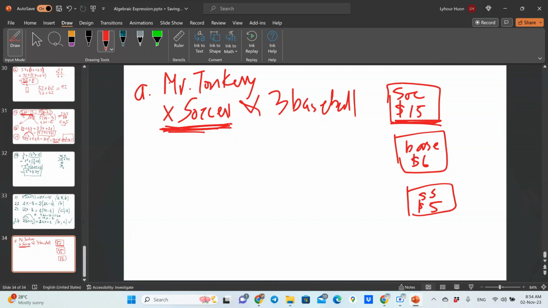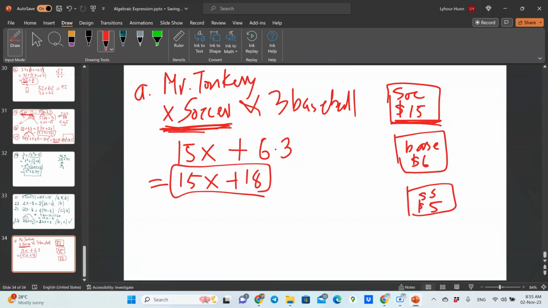$15 times x plus $6 times three baseballs. 6 times 3, okay, correct. So just omit the unit first. If you add the unit dollars here, sometimes you may get confused, right? So ignore the dollars first. So it's 15 times x plus 6 times 3, correct? So it's 15x plus 18. Yes, correct. This is the answer for A.